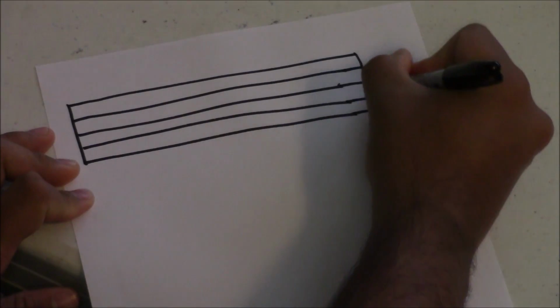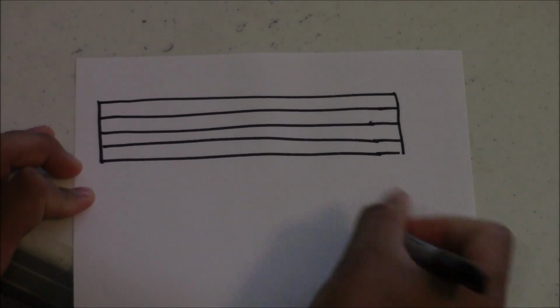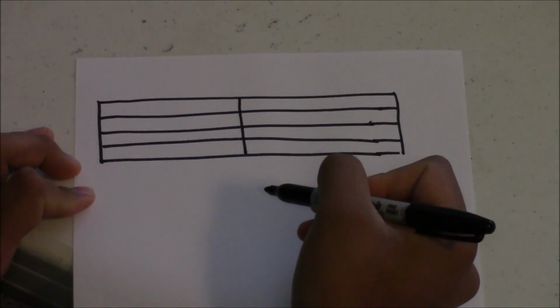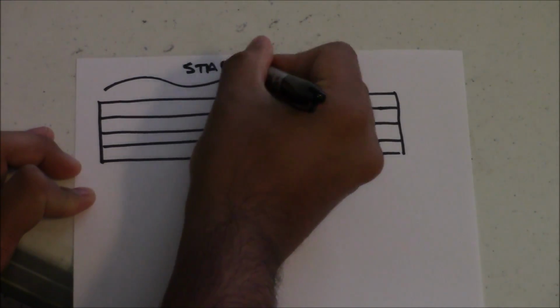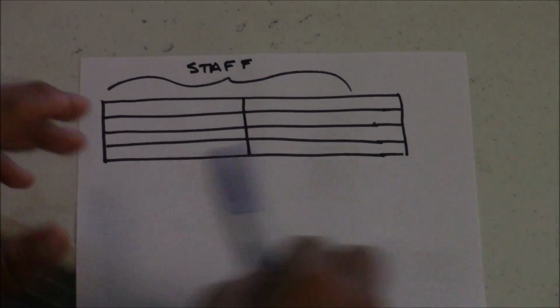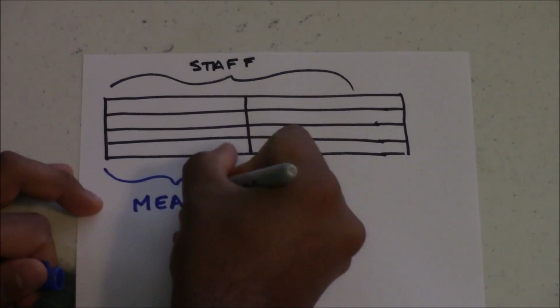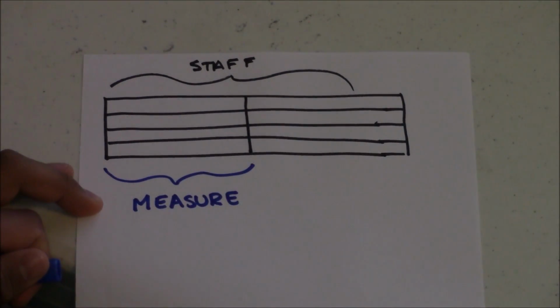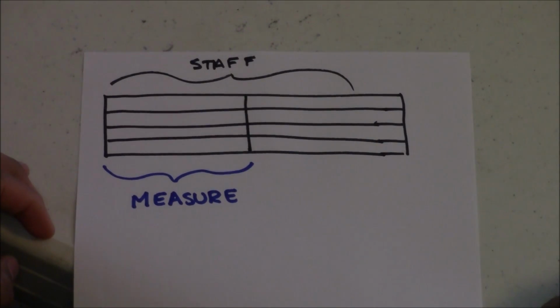The staves consist of 5 lines and 4 spaces, each of which corresponds to its own note, and we'll talk about notes later on as well. The staff is usually split by a line down the center, and this line we'll make into two sections for this example, and each of these sections is called a measure. We will talk more about this in future videos.